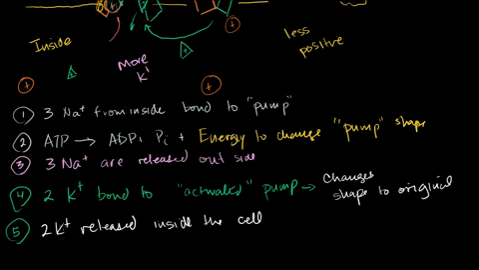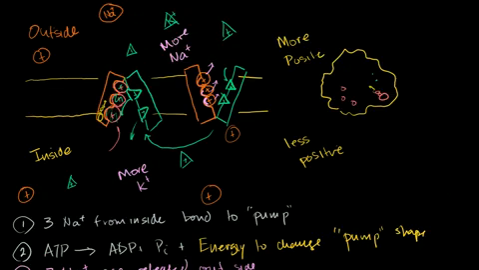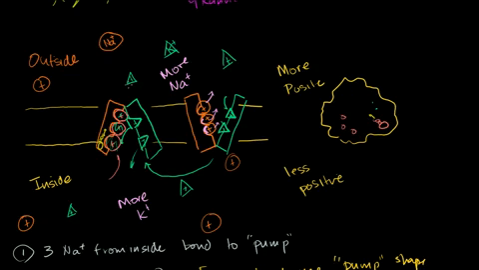Each of them have a +1 charge, but every time we do this, we're adding a net 1 charge to the outside, right? 3 on the outside, 2 to the inside. We have a net 1 charge. We have a +1 to the outside. So we're making the outside more positive, especially relative to the inside. And this is what creates that potential difference.